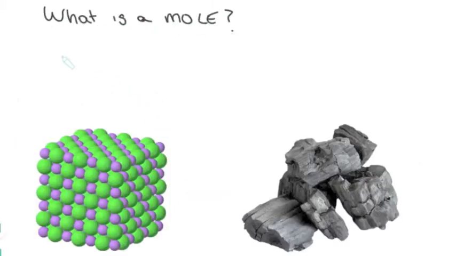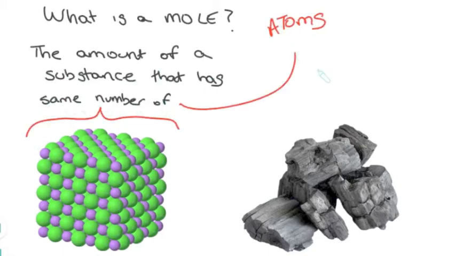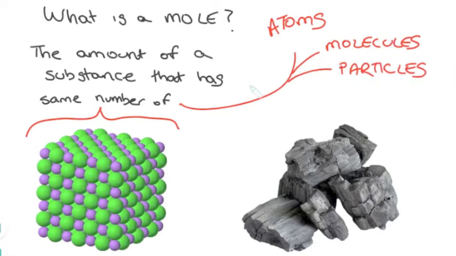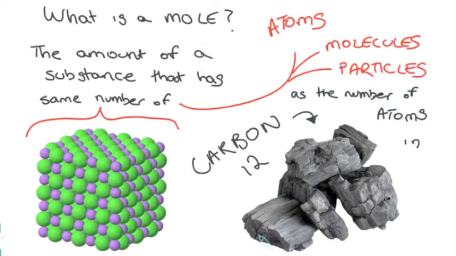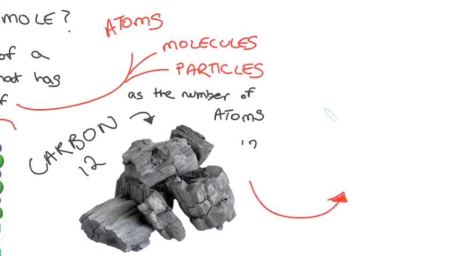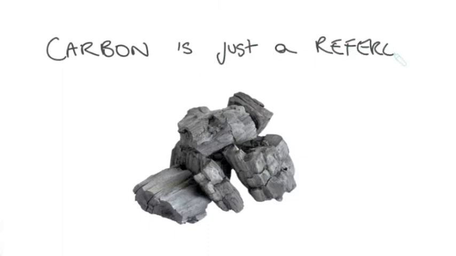So what is a mole? A mole is simply the amount of substance that contains the same number of atoms or molecules or particles as there are atoms in 12 grams of carbon-12. So basically, the number of particles in 1 mole of water or gold or silver is equal to the number of atoms in 1 mole of carbon-12. So carbon-12 is just the reference.